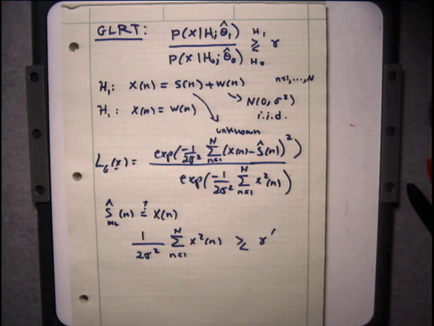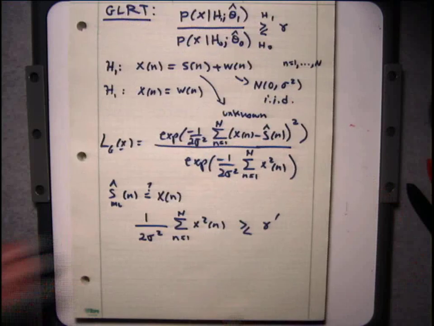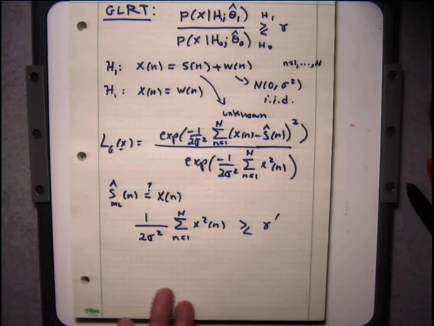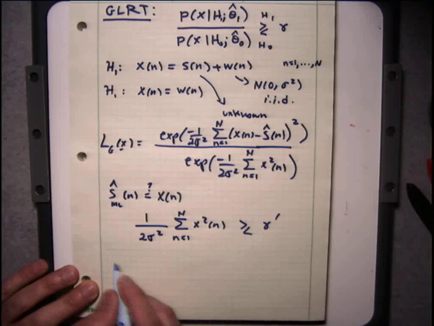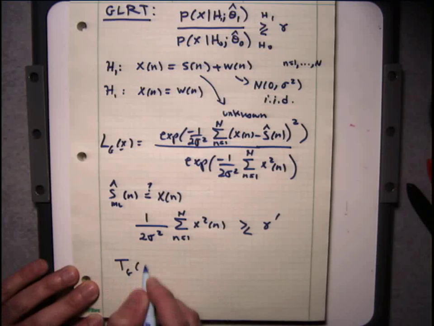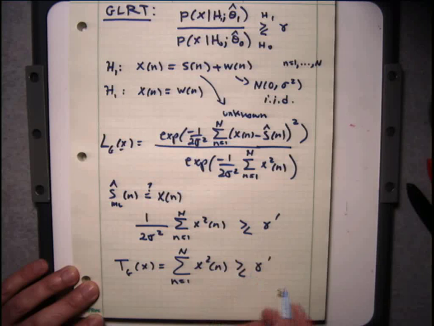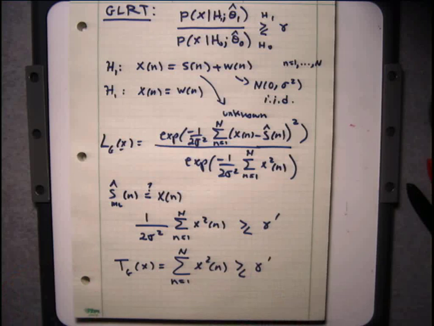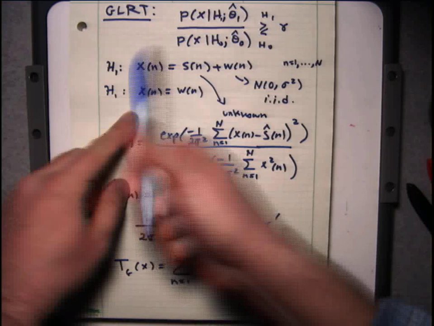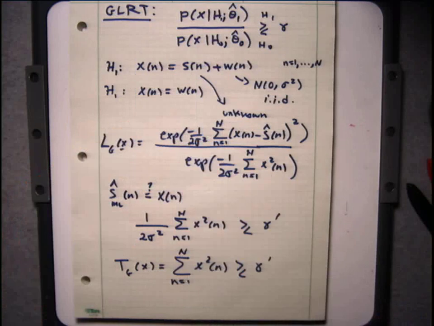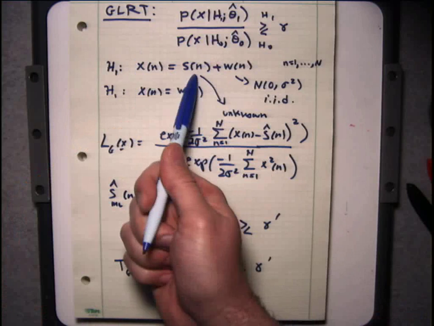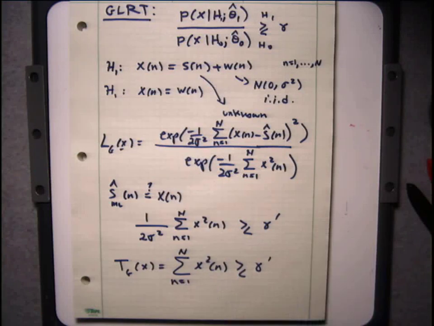This seems a little strange, but it's really not that strange once you realize what you're doing. The generalized likelihood ratio test statistic is the sum from n equals 1 to capital N of x squared of n, compared to gamma prime. This is an energy detector. You take this data and say, I don't know anything about the signal, but if there is a signal, this energy would be higher, and if there's no signal, the energy would presumably be lower. That's all the GLRT does in this case.